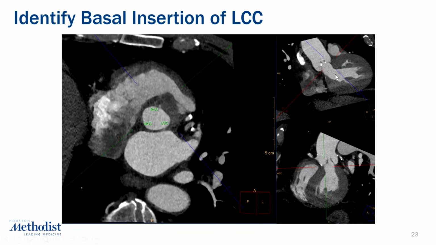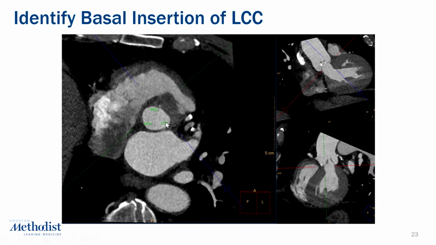So once you have identified the RCC and the NCC, then you go to your sagittal plane, and then you identify the lowest insertion point of the LCC, the left coronary cusp. So basically, you move your red line here up and down until you identify the lowest point here. So in your axial plane now, you have the lowest insertion point of all three coronary leaflets, right coronary cusp, non-coronary cusp, and your left coronary cusp. And remember, that's your anatomy, right?